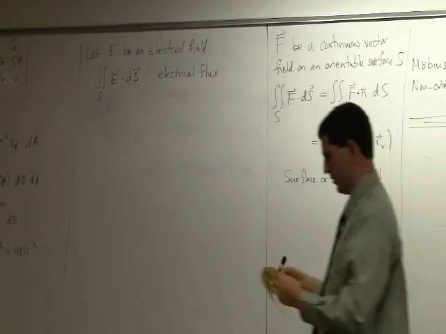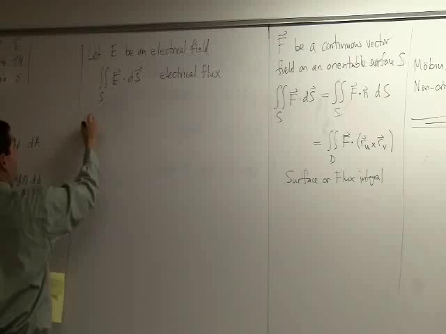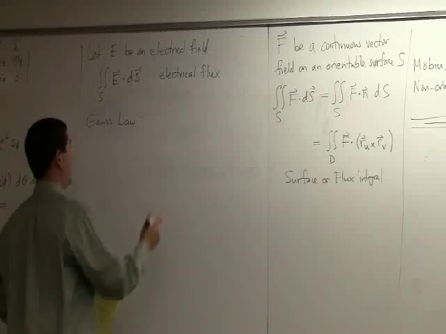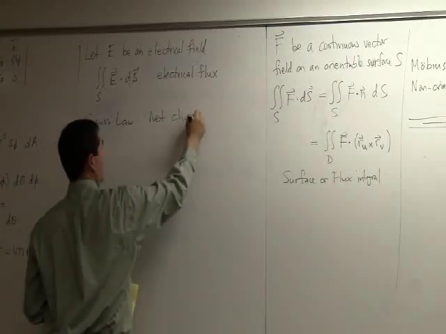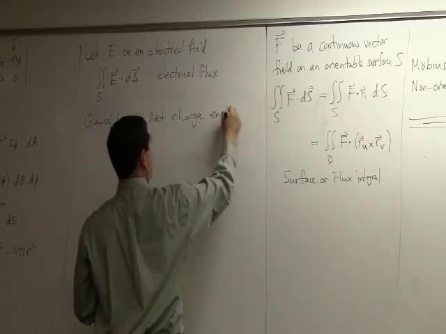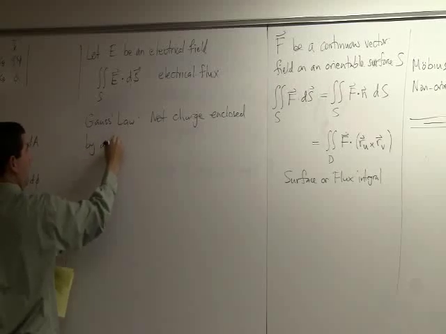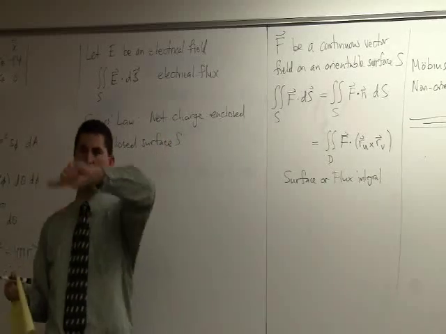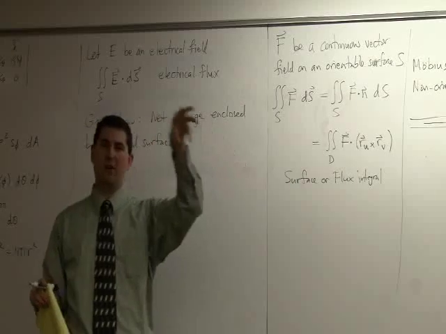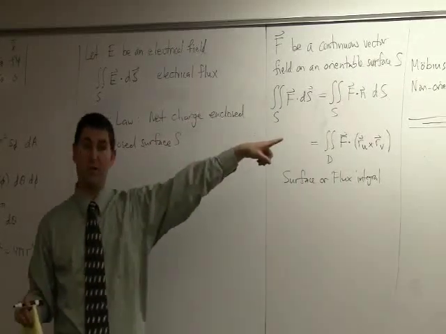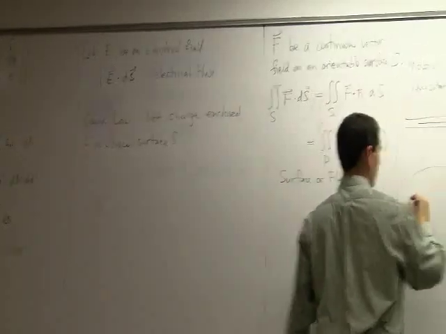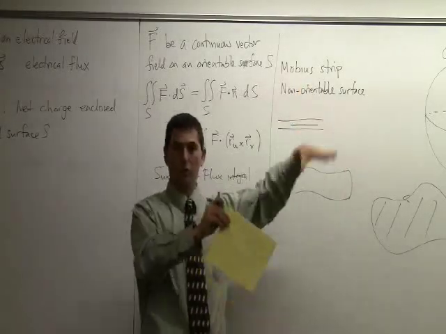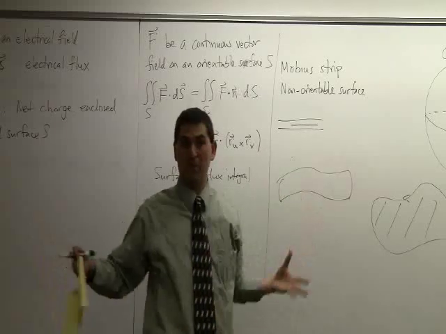So Gauss's law, which I have to write down the condition here. Gauss's law says the net charge enclosed by a closed surface S. So what do I mean by closed surface? Same thing as a closed line. Right? There's an interior and an exterior. A sphere is closed. If you drew this surface, this isn't closed. There's no inside and outside. It doesn't split space into two parts. It doesn't fence off some region of space.